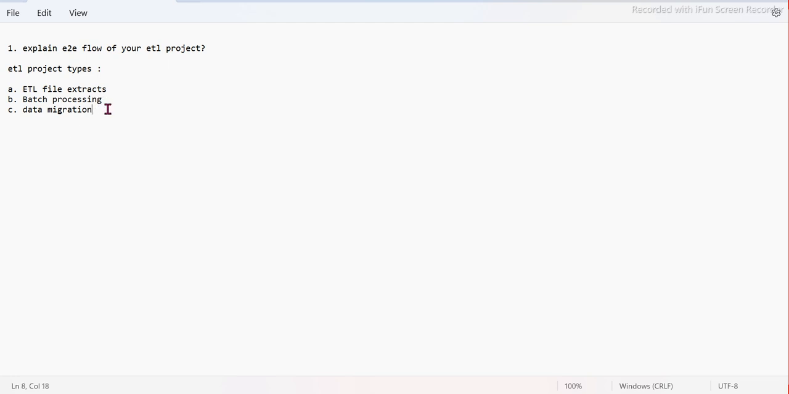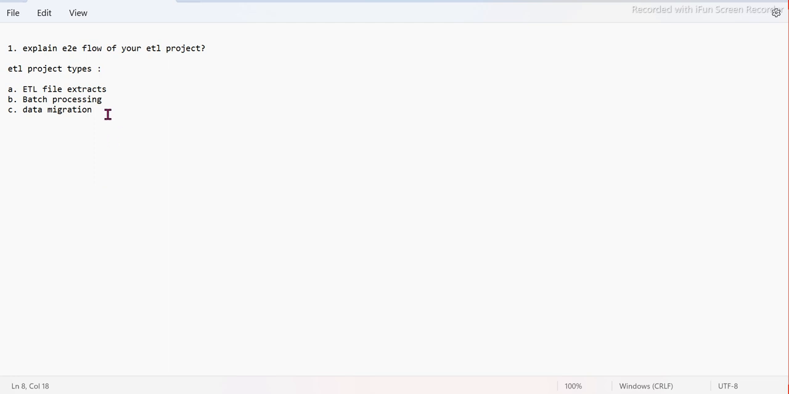Any project where you are working will mostly be a single kind of flow, most of the time. Sometimes it can be combined. For example, batch processing can be combined with data migration. It depends, right? But it's important that we understand each of them individually. I think then we are covered and we should be able to answer, right?